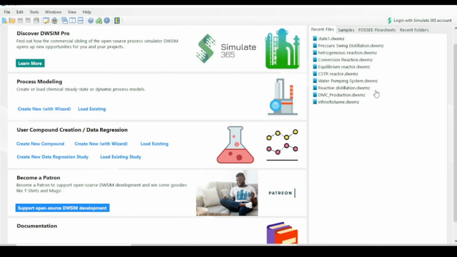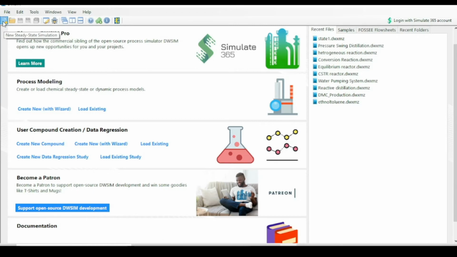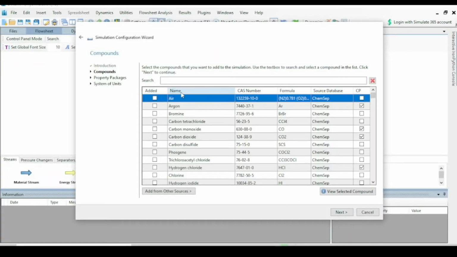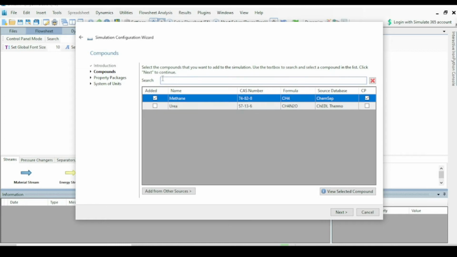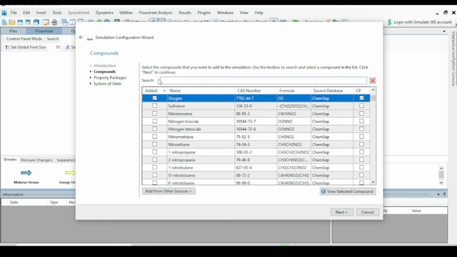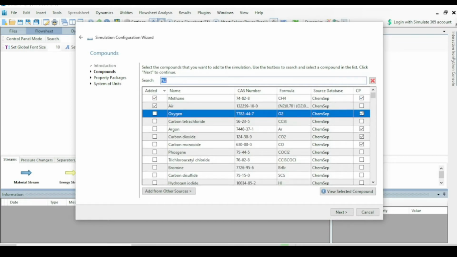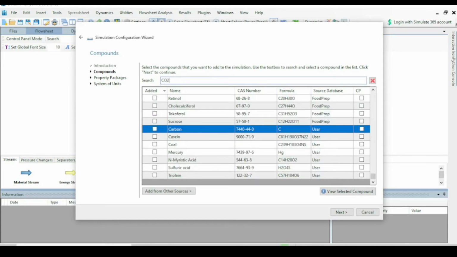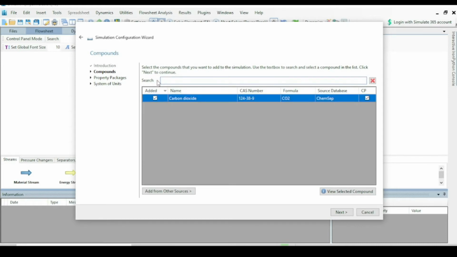Well, now we are in the latest version of DWSIM. So just start with a new steady state simulation. Click next. Okay, now we have to select the components. The first one is methane. The second one is oxygen. The third one is nitrogen. The fourth one is carbon dioxide. And the last one is water.